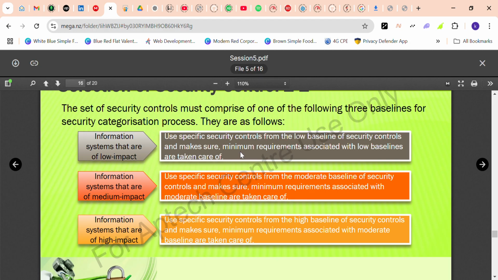And then an information system that has high impact, maybe the person doesn't die after the motor hits him, nothing. It causes serious damages to the organization: reputation loss, financial loss, fines from the government, and so forth. Use specific security controls from the high baseline of security controls and make sure the minimum requirements associated with the moderate baseline and the high impact baseline are also taken care of.